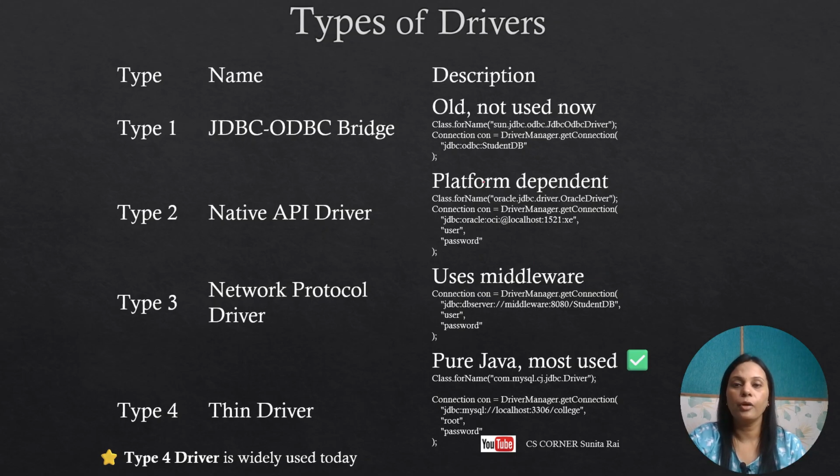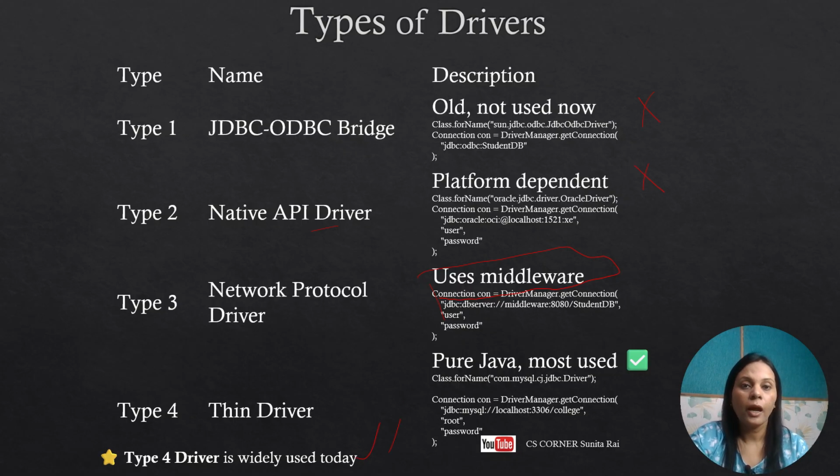So now here I have explained the differences between type 1, type 2, type 3, type 4 driver, and which one is used. As I said, nobody uses type 1 driver. It is old. And native API driver, again it is not used because it requires API for the particular languages, so it is platform dependent. Network protocol driver, whenever you have enterprise or network related databases, then you can go for this driver, and it uses middleware for connecting to your databases. And last we have pure Java driver, and the mostly used driver today is the thin driver.